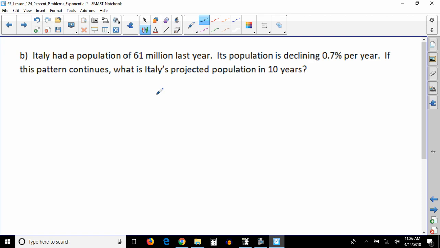I'm going to write down the formula again. So y is equal to the initial amount, parentheses, 1, take away the rate, and then the time is up there as the exponent. And if I start labeling stuff, they started with 61 million people. It's declining at 0.7%, so this is the rate. This is the amount of time we're going to put in. And a keyword is declining. So your job is to plug in everything in there.